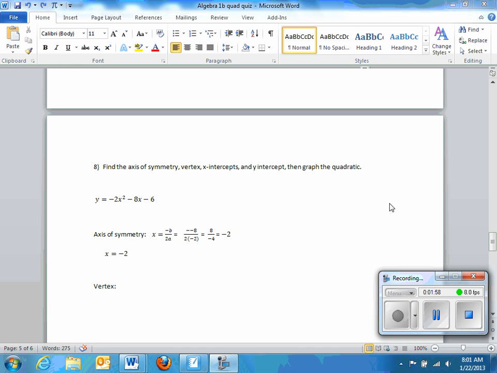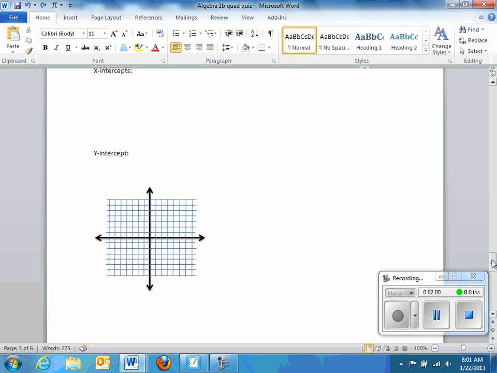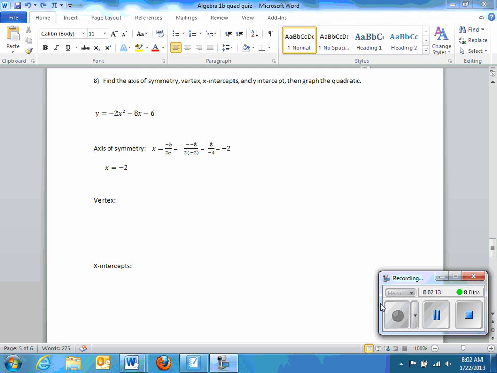If we scroll down here to our graph, that means that this line right here, this vertical line that goes through negative 2 on the x-axis, will split the quadratic perfectly in half. That's why they call it the axis of symmetry. All right, now that we have the axis of symmetry, let's move on to finding our vertex.